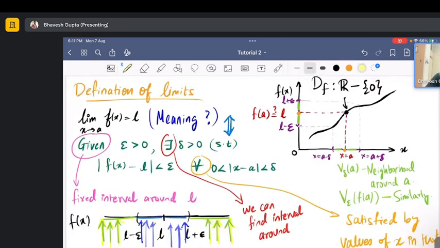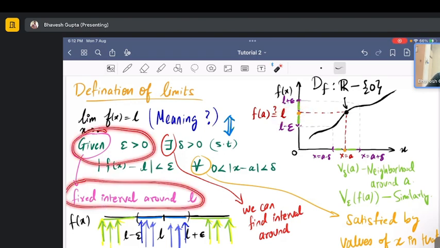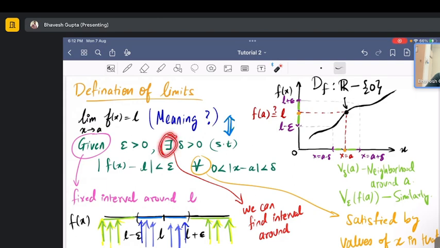So here what you see is that for a given interval, so here I have written the word given. Given means you fix your interval around your limiting value. Okay, you fix your interval around your limiting value. This symbol represents such that.